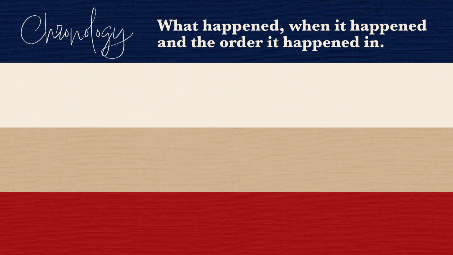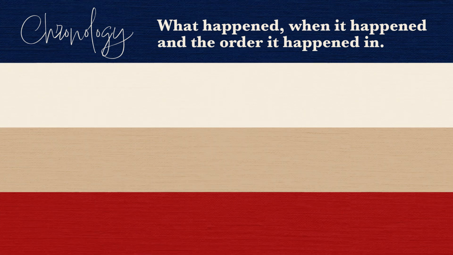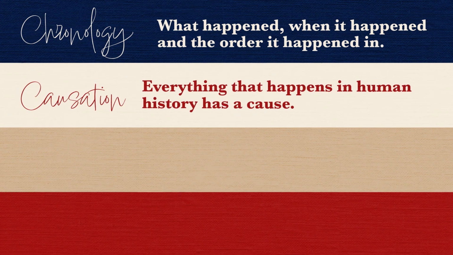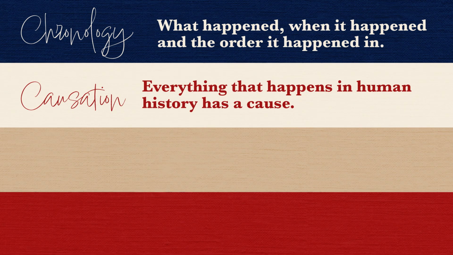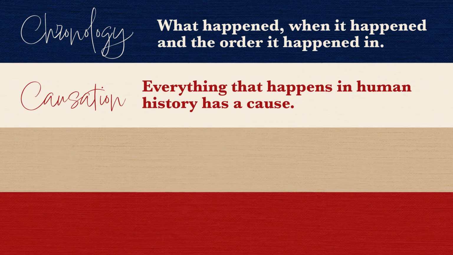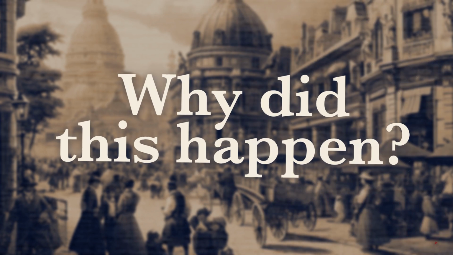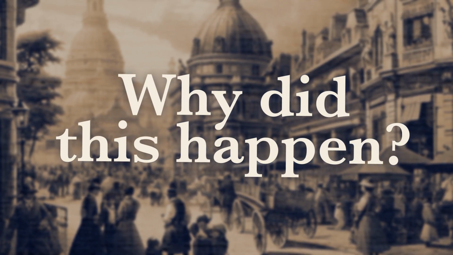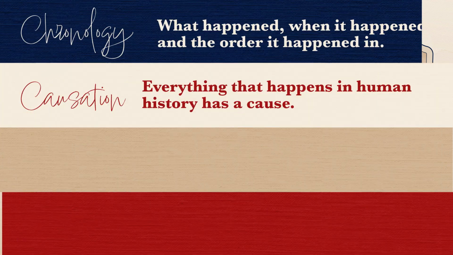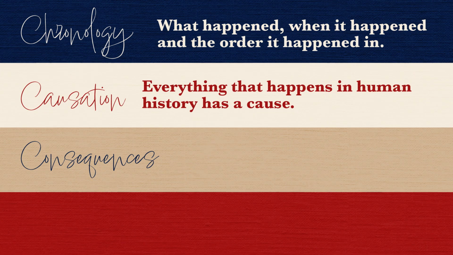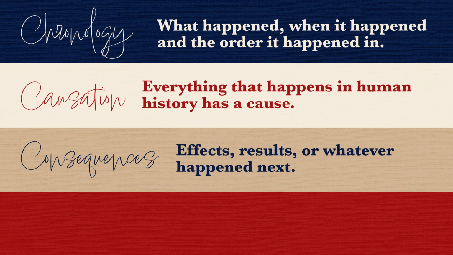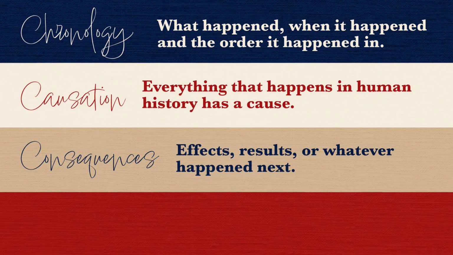As well as chronology, you will also learn how to explain causation. Everything that happens in human history has a cause, and one of our first questions should always be, why did this happen? Just as every event in history has one or more causes, every event in history also has one or more consequences, aka effects, results, or whatever happened next. Sometimes these consequences are revolutionary, literally.